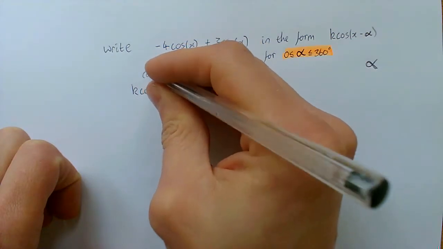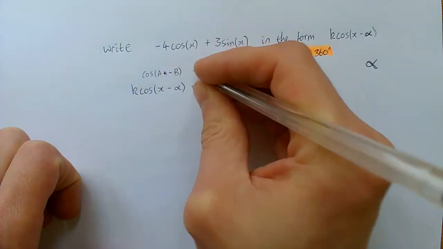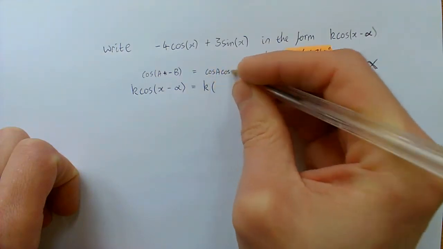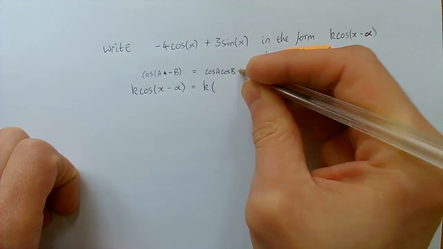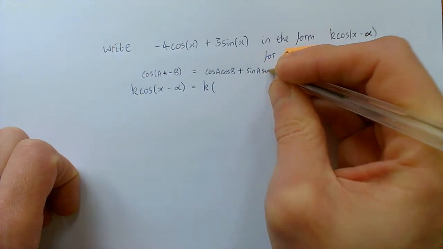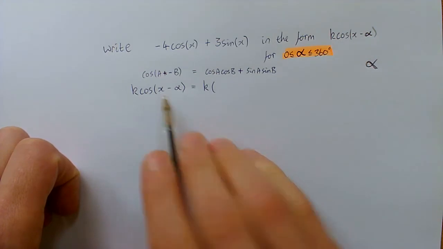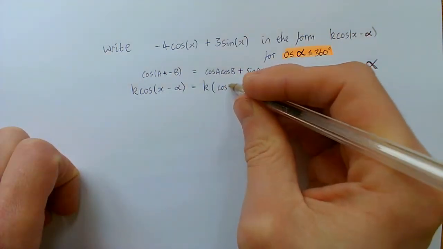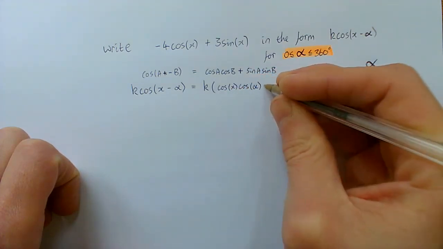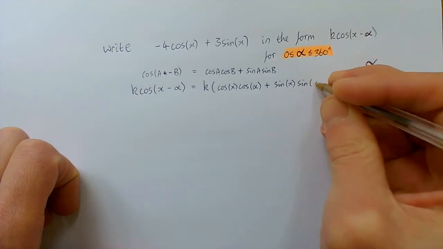And you might actually want to just sketch that above. Cos of a minus b, you can check it in your formula sheet and read it off, is just cos of a, cos of b, plus, and that's really important, remember with cos, the sign swaps, sine of a, sine of b. So that's from your formula sheet, just look it up. Applying that to this, we've got cos of x, cos of alpha, plus sine of x, sine of alpha.